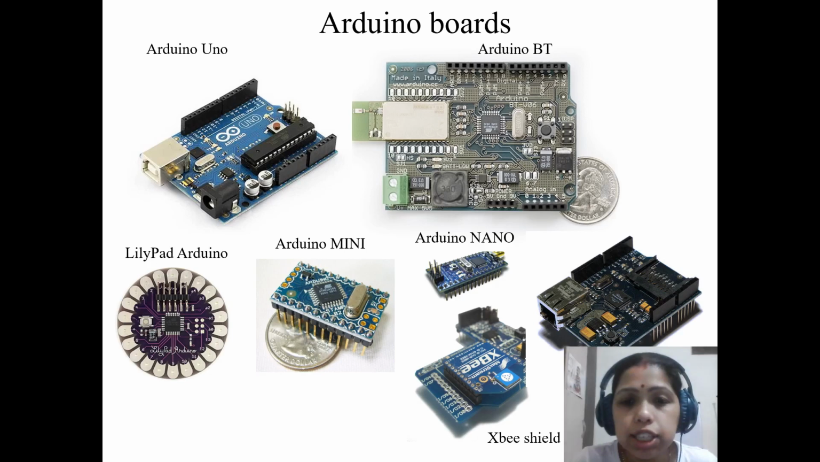And here you can see in this diagram the various configurations of the Arduino chip. You can see the Arduino Uno, Arduino BT, LilyPad Arduino, Arduino Mini, Arduino Nano. These are used for various purposes. Arduino Nano and Arduino Mini are mainly used for portable electronic device applications.